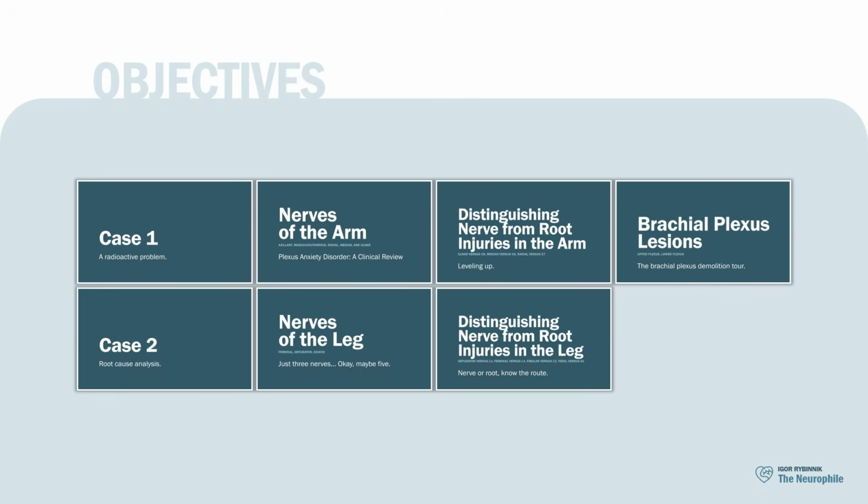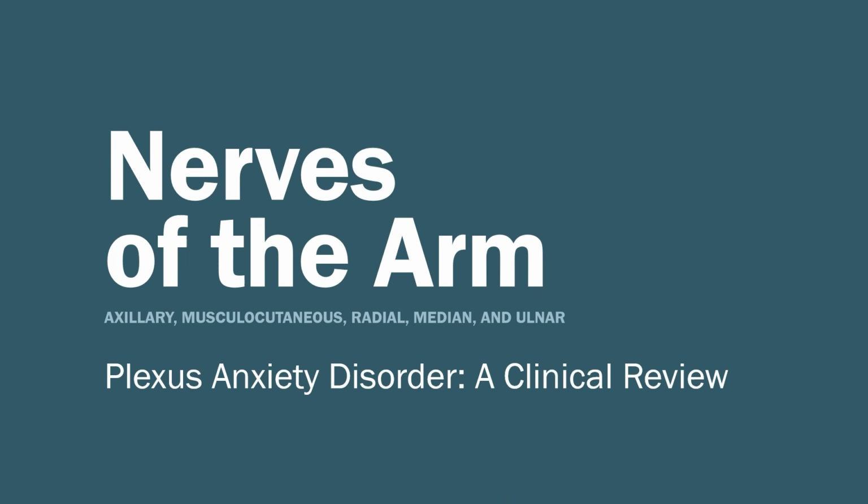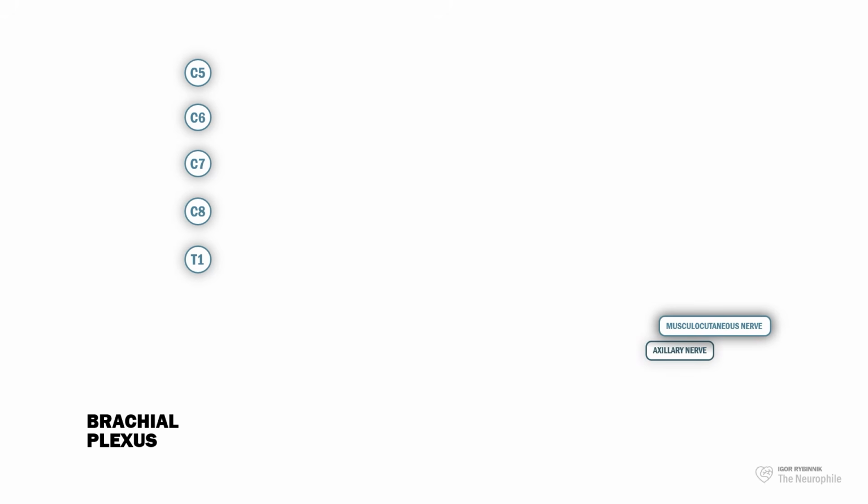To understand what may be going on with our patient, let's first review the innervation of upper extremities. You know this was coming. The dreaded brachial plexus. Listen, it hurts me just as much as it hurts you. It begins with the 5 roots: C5, C6, C7, C8, and T1. And it ends with 5 major nerves: musculocutaneous, axillary, radial, median, and ulnar.